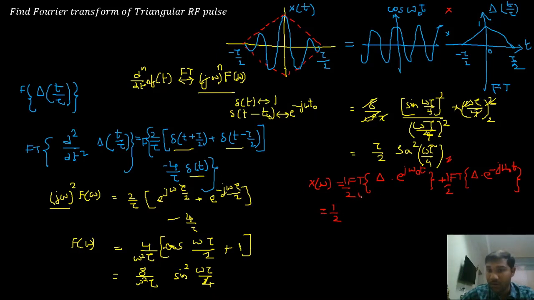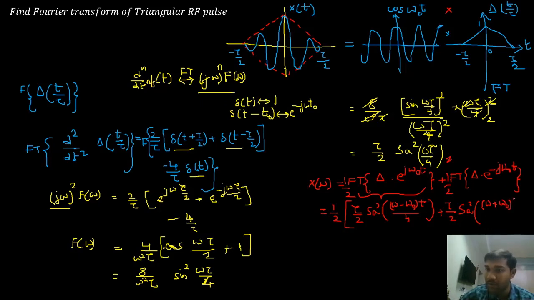According to the frequency shifting property, the Fourier transform of this is going to be tau by 2 sampling square of, in place of omega I have omega minus omega naught, into t by 4, plus again I have 1 by 2, so 1 by 2 is a common thing now, and again I have tau by 2 sampling square of omega minus omega naught, sorry, plus omega naught here because there is a negative sign here, into t by 4.